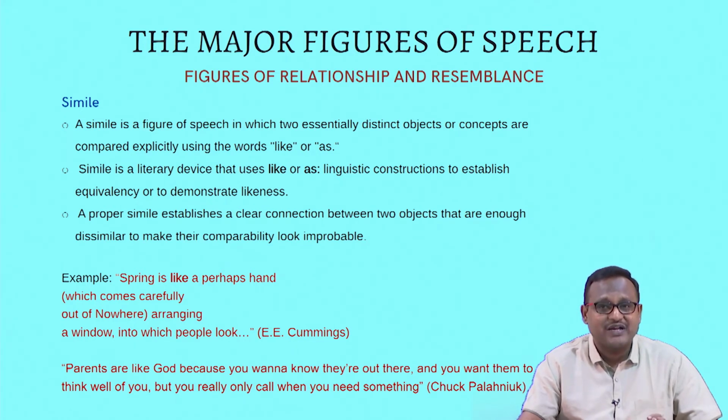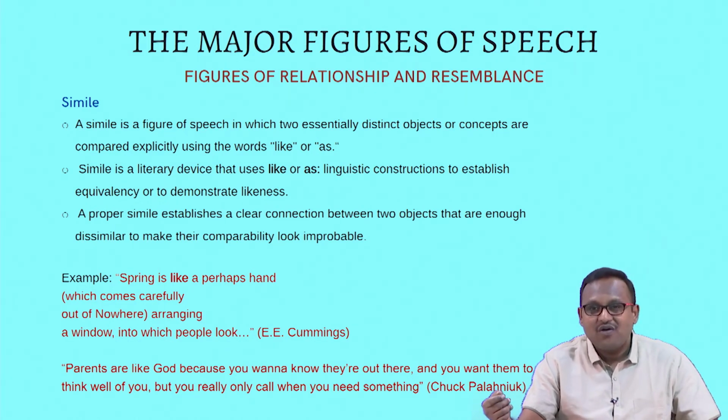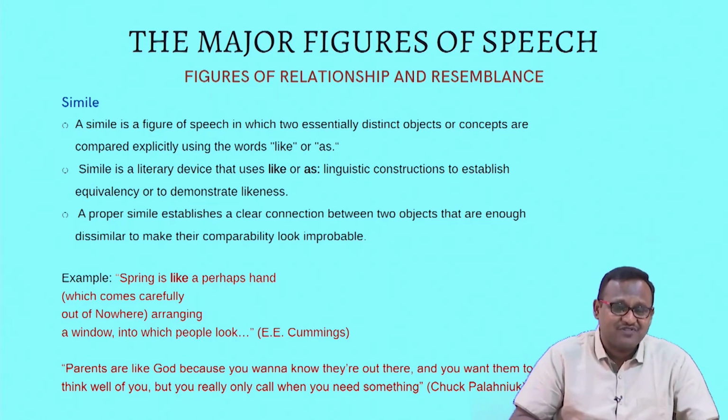It is a straightaway comparison. How do you know it is a straightaway comparison? Look out for words such as like and as. For example, you can say you are as bright as the sun, you look as bright as the sun. So, you are comparing the brightness of the person with the brightness of the sun, and it is a direct comparison because we make use of the word as. So, it is a common example for simile.